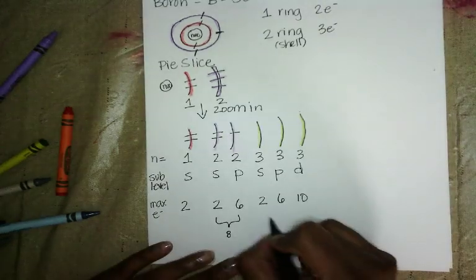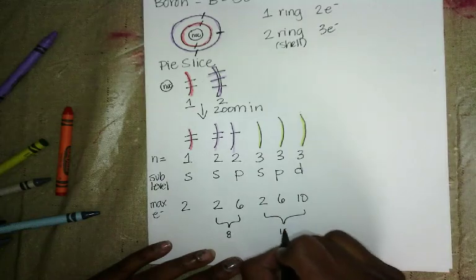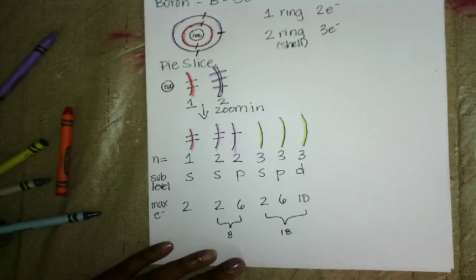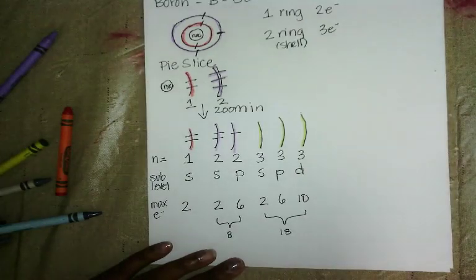But what I do want you to know is that the third ring holds a maximum of 18 electrons. Okay? Now, some of you have learned 2, 8, 8, but that was because your teacher was teaching you a shortcut. The real truth is it's 2, 8, 18.